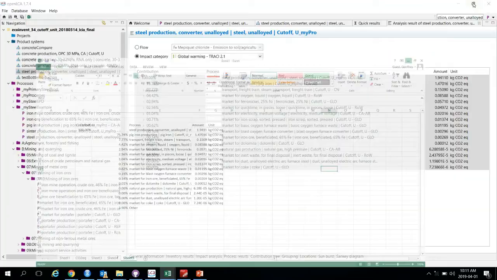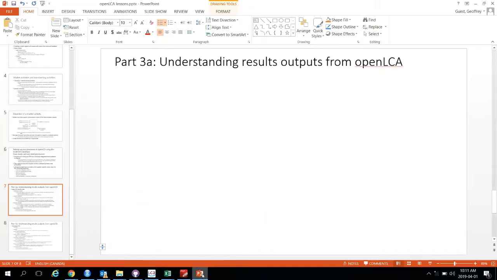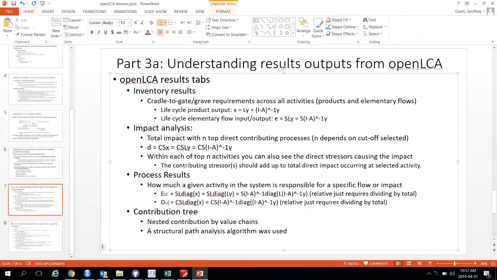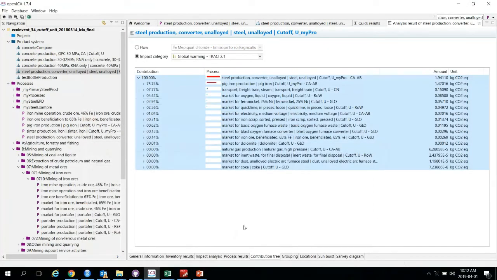All right, so if we go back to, and I didn't explain too much in this slide. I just said, yeah, it's sort of a nested contribution by value chains, and a structural path analysis algorithm was used. Likewise, there's grouping and locations. I won't open that.